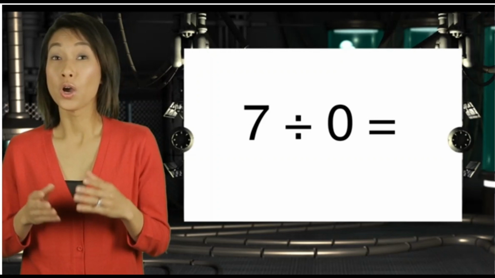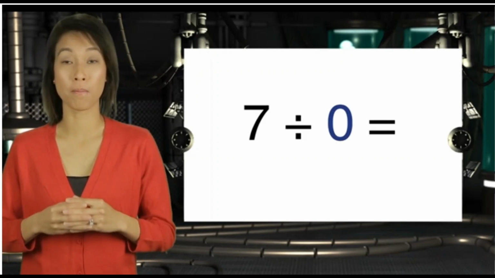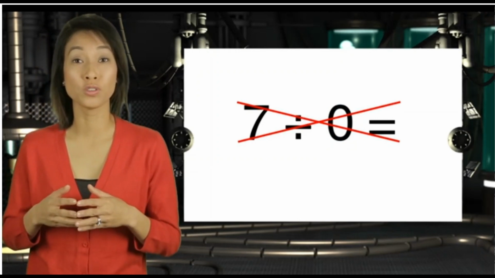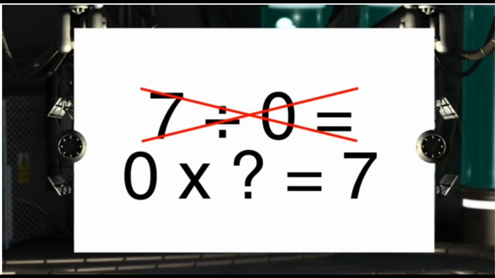All right, last rule. Listen closely. You cannot divide any number by 0. It sounds strange, but it makes sense when you use what you know. Think about your multiplication facts. Is there any number that you can multiply by 0 and get 7? No, because if you multiply a number by 0, the product is always 0.